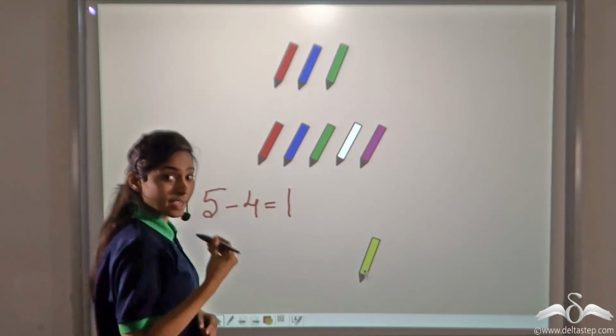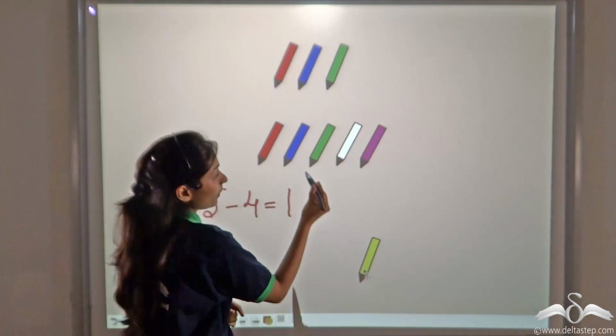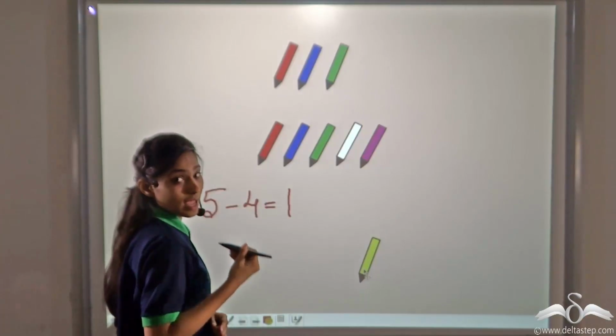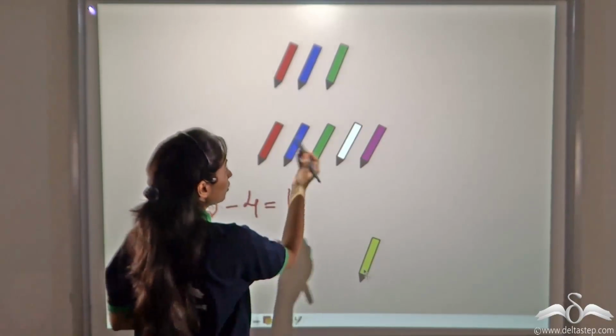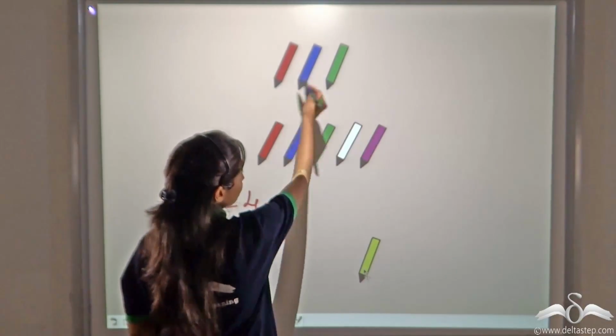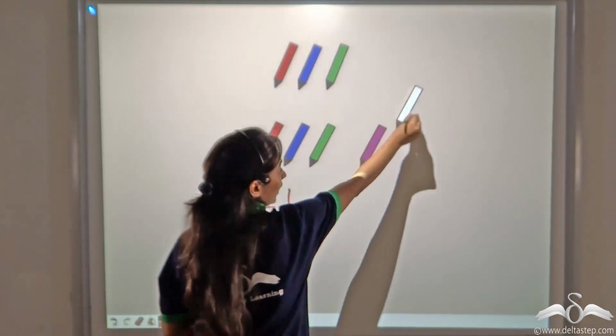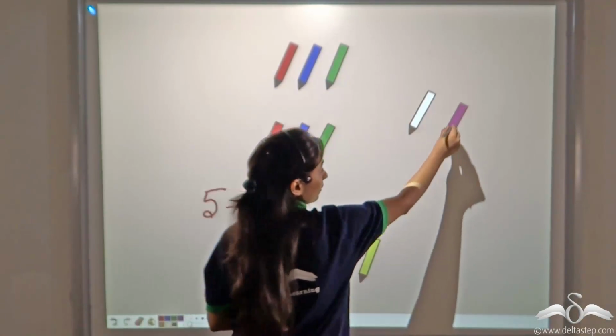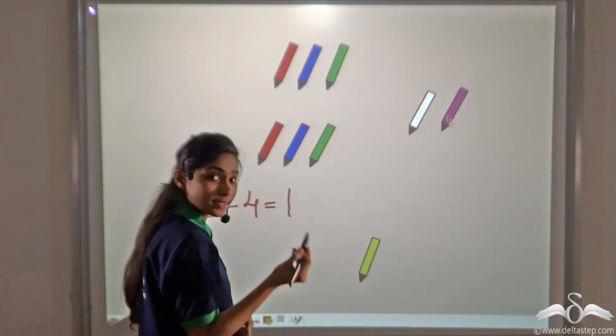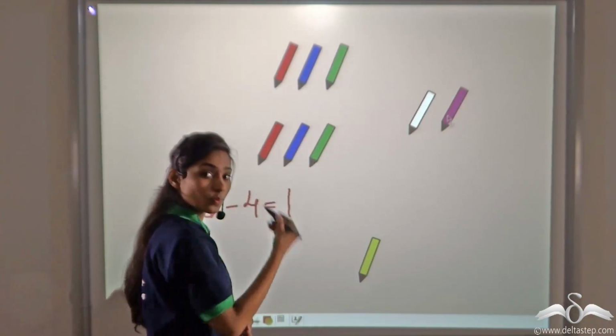Now it can be the second way also. What are the pens that my friend has and I don't have? Look, red, blue and green pens I have, but I do not have a white pen and I do not have a purple pen. So in sets we can subtract both ways.